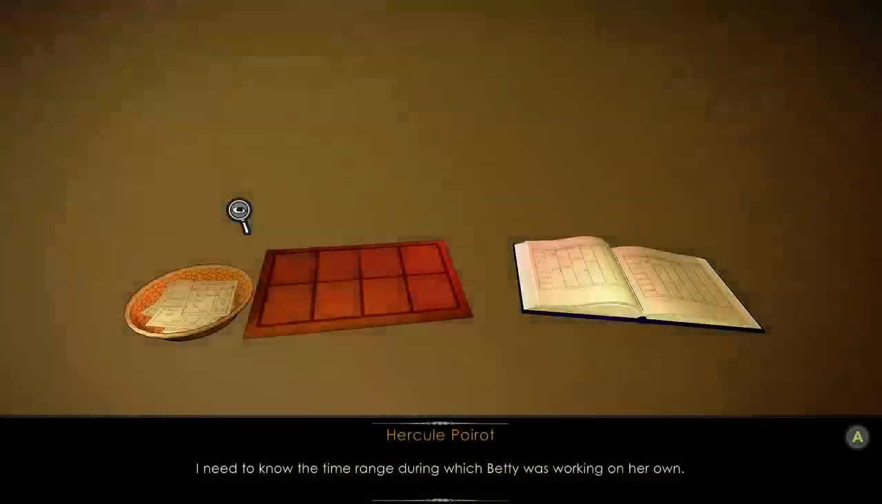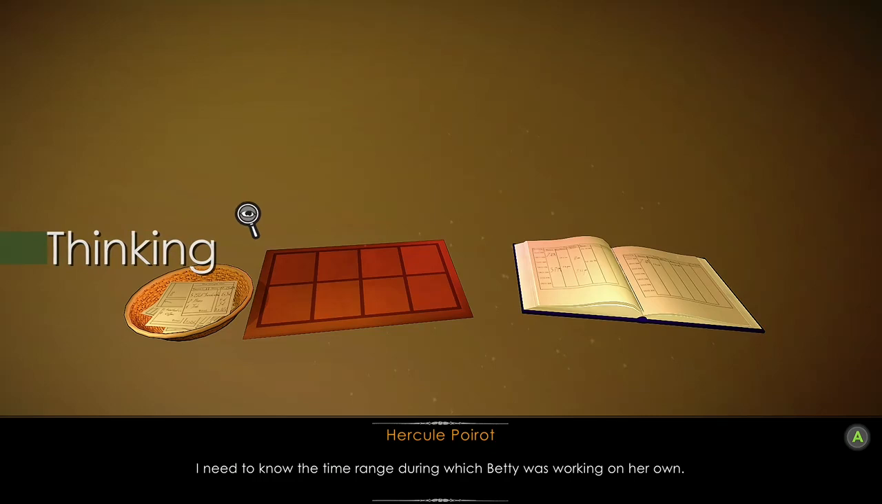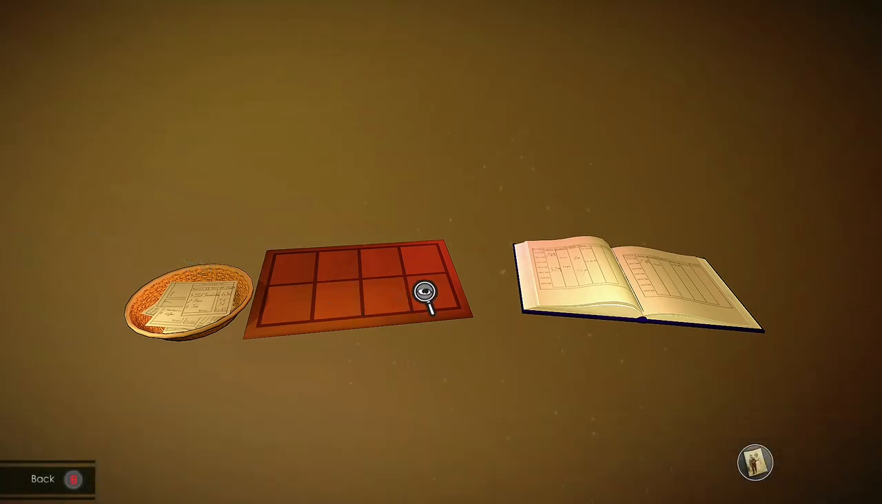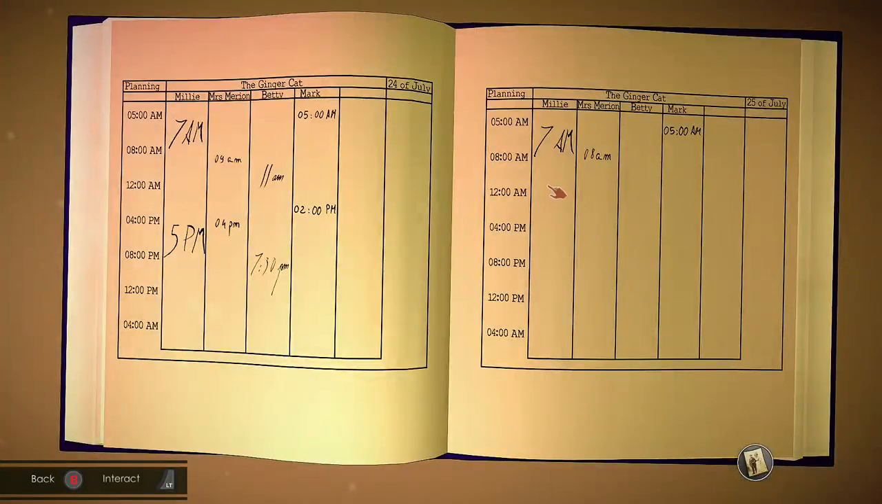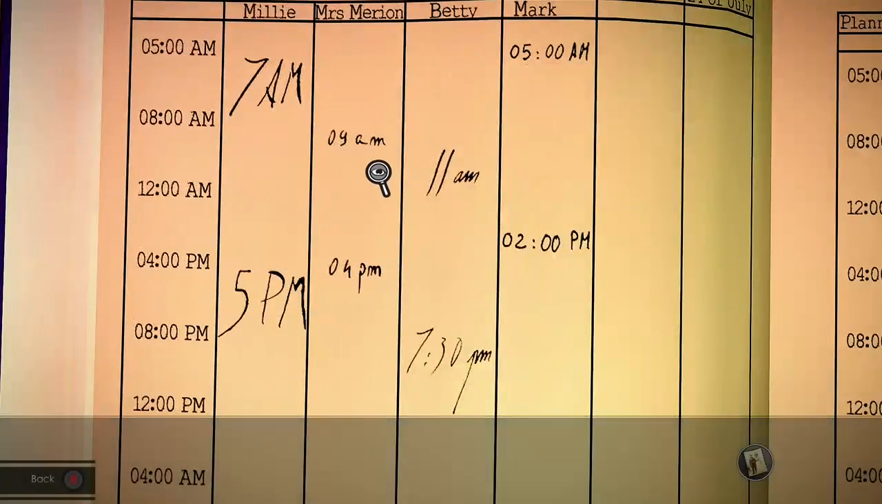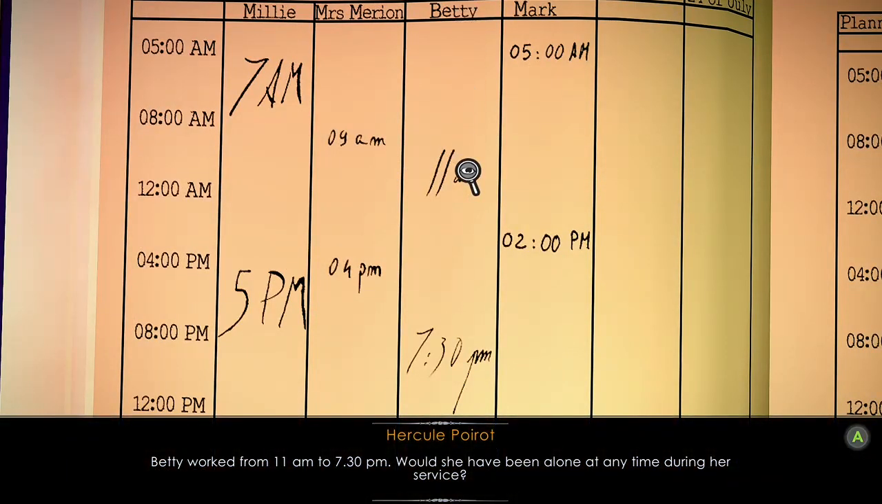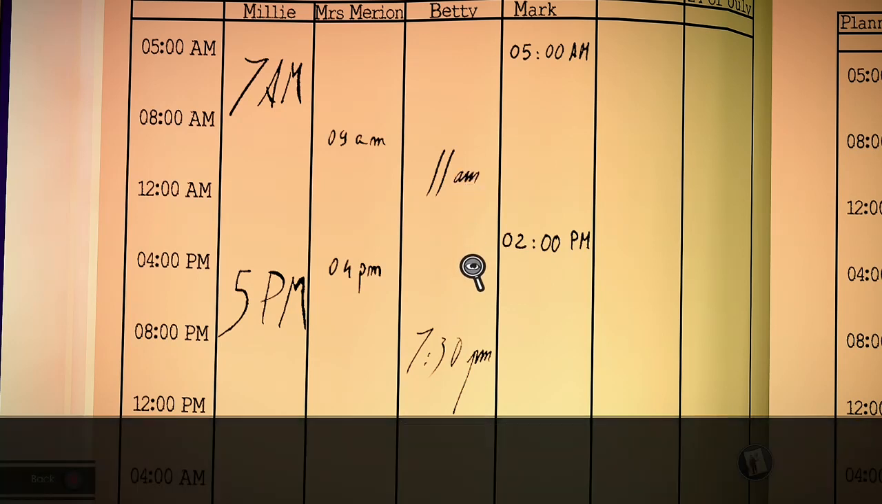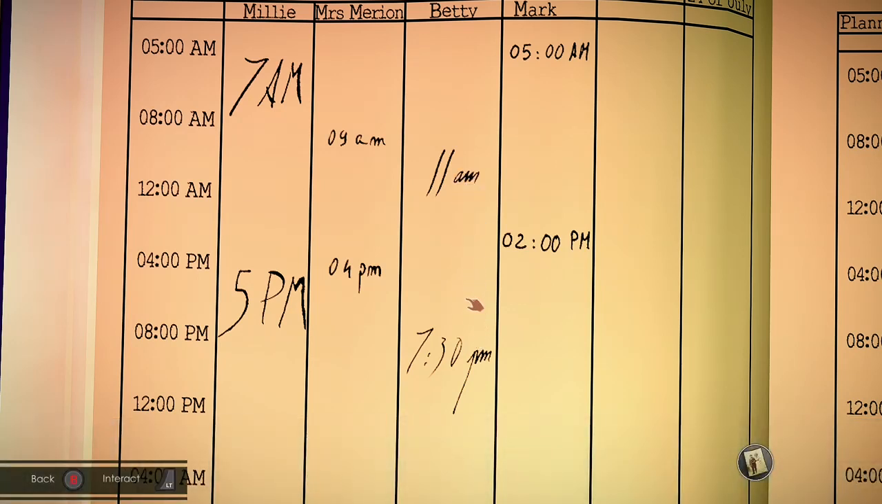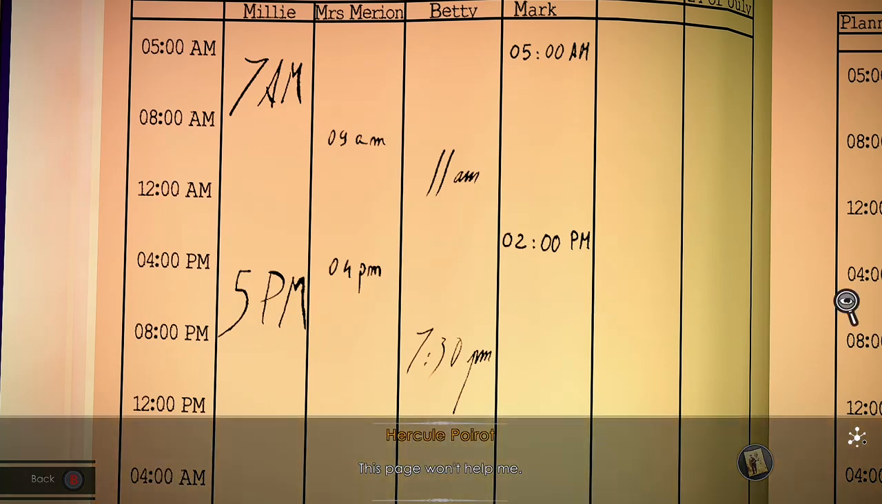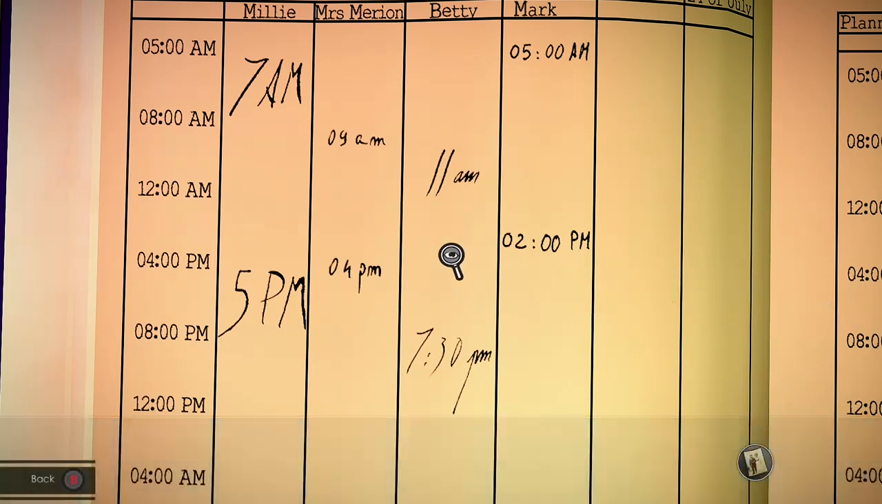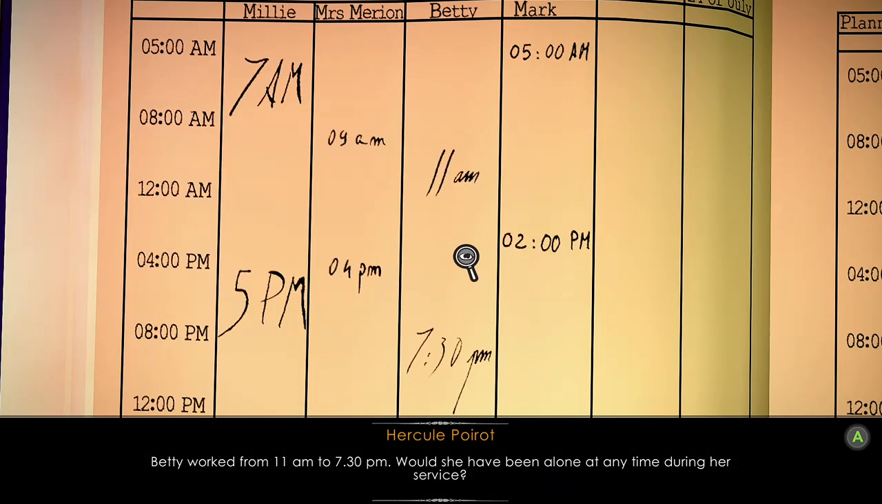I need to know the time range during which Betty was working on her own. Right, okay. Betty. Where is Betty? Betty worked from 11 a.m. to 7:30 p.m. Would she have been alone at any time during her service? This page won't help me. Okay, fine.